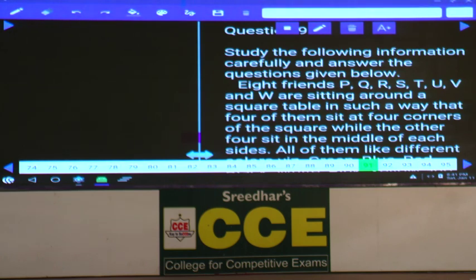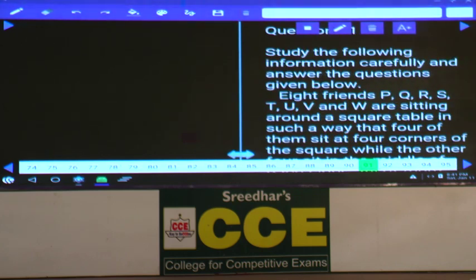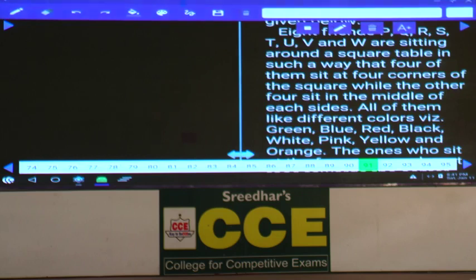8 friends P, Q, R, S, T, U, V, and W are seated around a square table. Now, these 8 persons are seated around a square table, isn't it? And the other 4 persons are not required. Then 91 to 95, anyone? Then next one, 96.